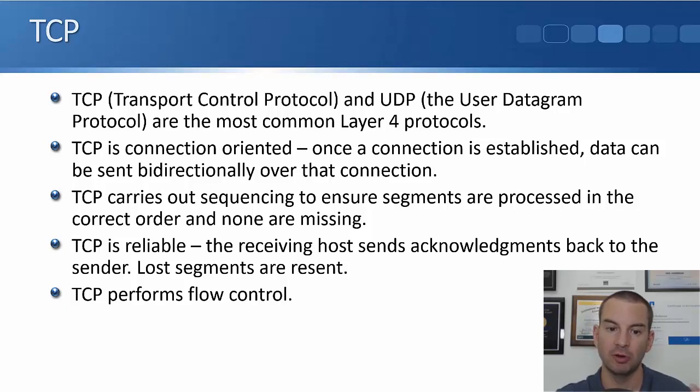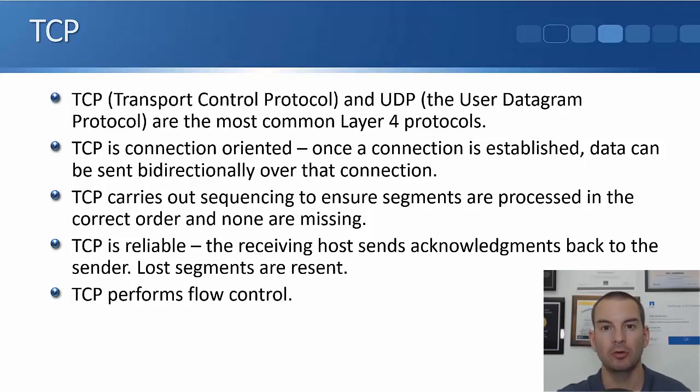TCP is reliable. The receiving host sends acknowledgements back to the sender. So based on the sequence numbers, the receiver can see if all the traffic has come in. If any traffic has been lost in transit, then it will tell the sender that that happened. The way it does it is by not sending an acknowledgement back to the sender. When a sender realizes that traffic has been lost, it will resend that traffic again.